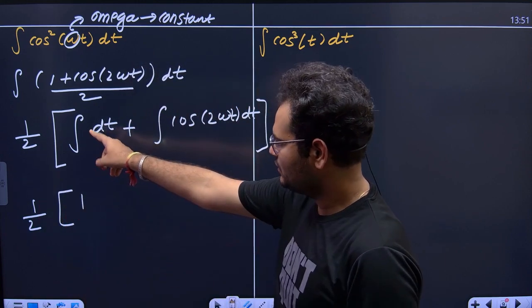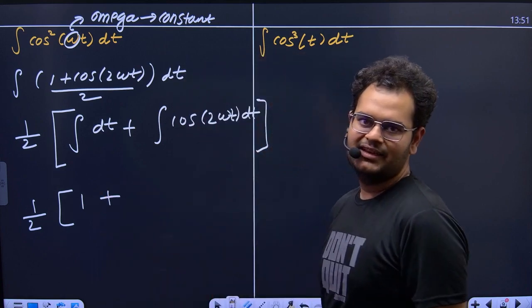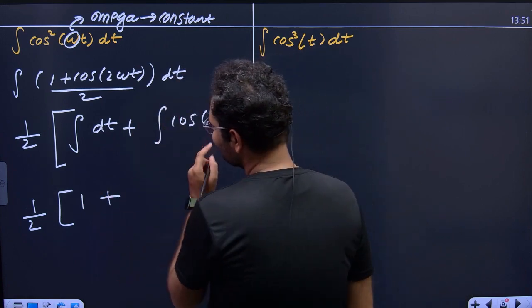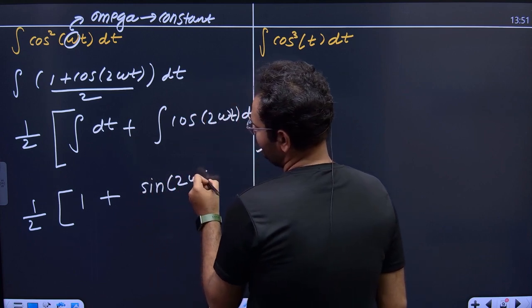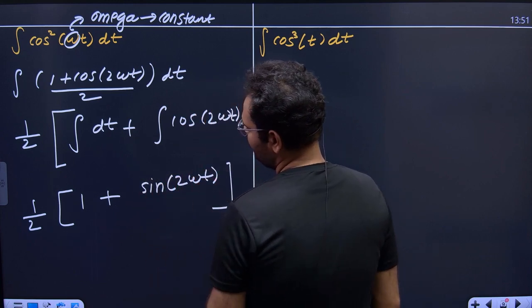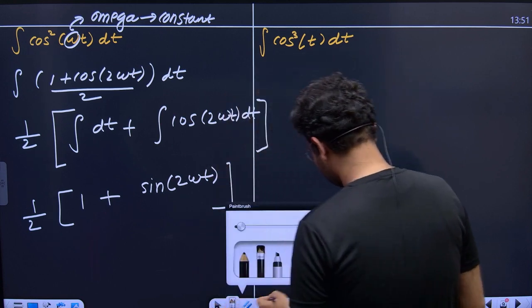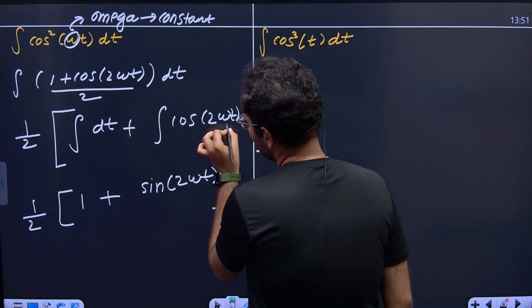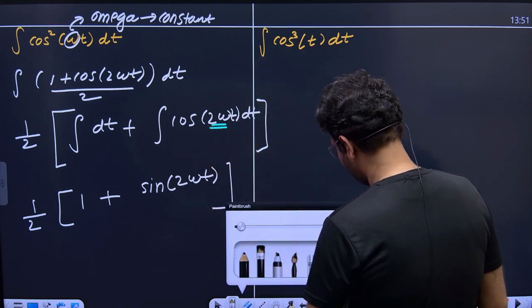And here t is equal to 1. Plus, what is integration of cos? If you tell minus sine, then I will slap. It is not minus sine. So cos integration is sine 2 omega t. And you tell me, whatever constant is, this 2 omega is constant. So this 2 omega has to come in denominator.